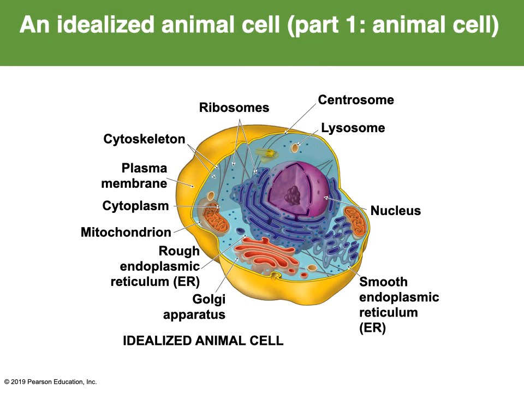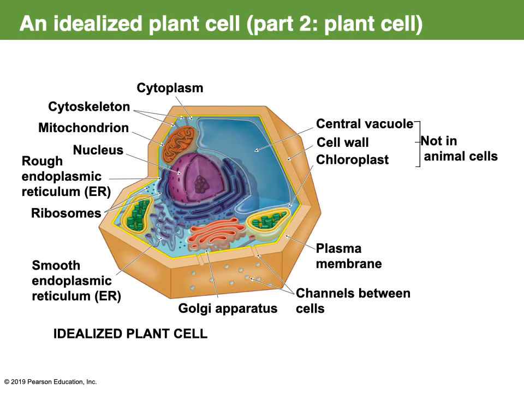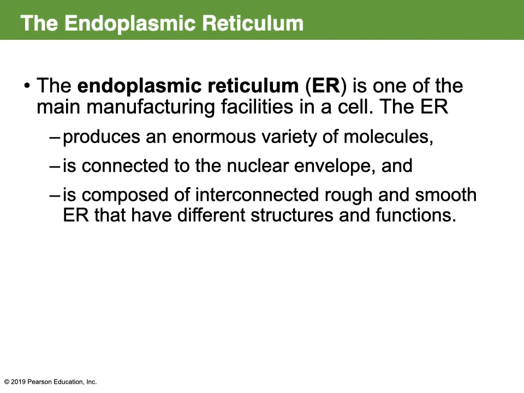So let me skip over to the illustration just showing you that both have these endomembrane systems. So the ER, or endoplasmic reticulum, is one of the main manufacturing facilities. The ER produces a wide variety of molecules. It is connected to the nuclear envelope, so it is sort of a continuum of envelope from nuclear envelope to ER to the Golgi to the outer membrane.